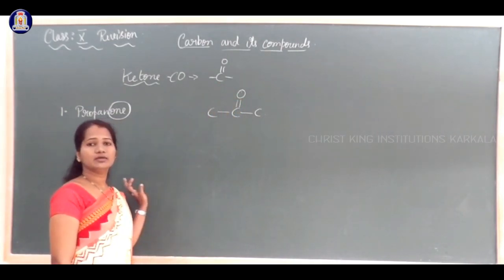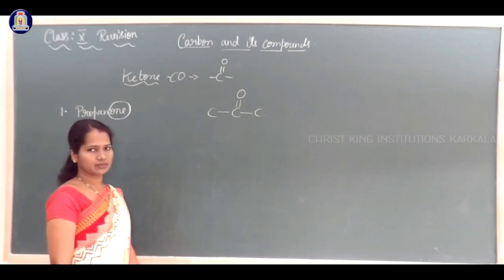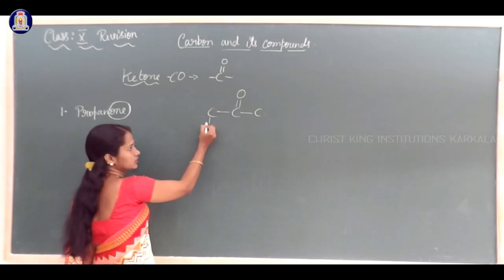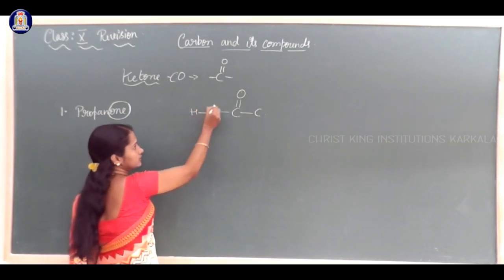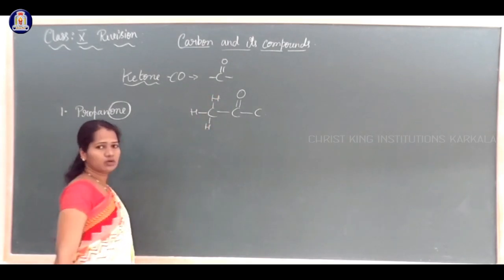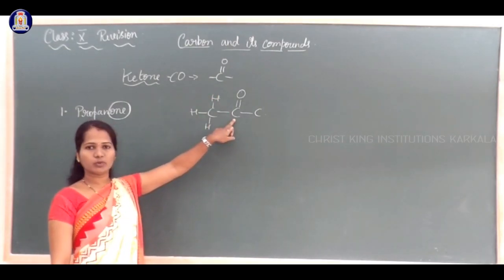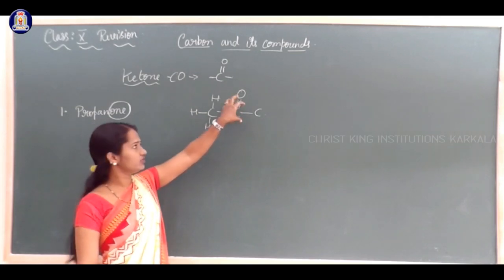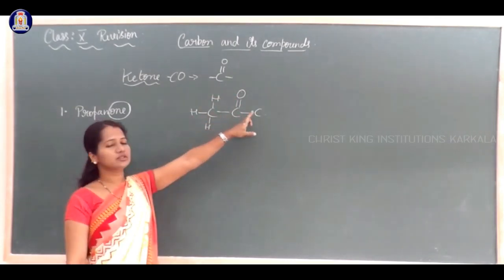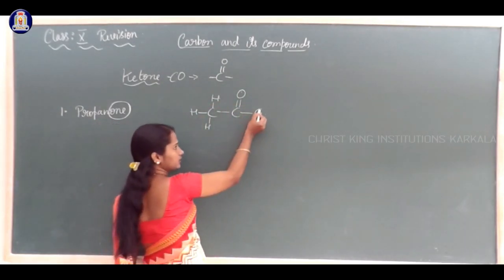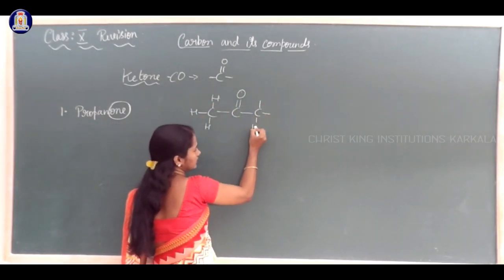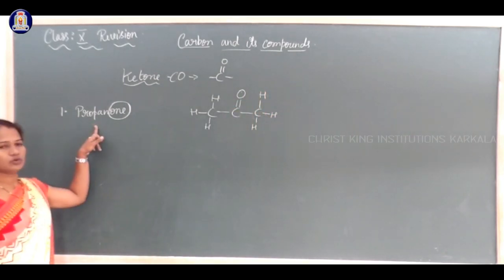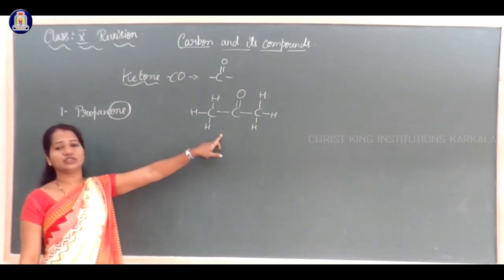Now complete the remaining bonds of this carbon chain. For the first carbon atom, only one bond is present, so add three hydrogens. Now see the second carbon, already 4 bonds are present: 1, 2, 3, 4. So no need to write any bond for the second carbon atom. Go to the third one, 1 bond is present, so 2, 3, 4 are H, H, H. This is the structural formula of propanone.